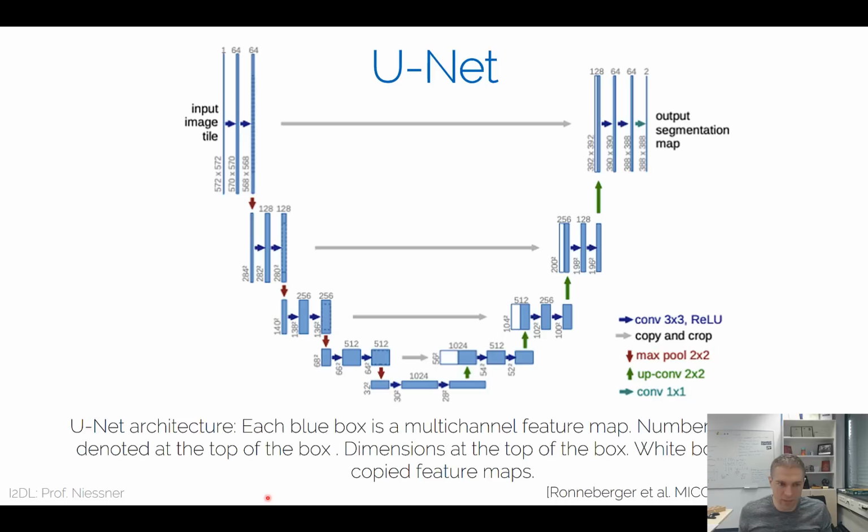The dimensions are on top of the box, and the white boxes are copied feature maps from the input. So this part here is just copied to here, and then this is concatenated, and then you run a convolution here, right? So you have the skip connections that help you have access to the downsampled versions as well as the original resolution, right? So the argument is you have the best of both worlds. You have access to the downsampled features as well as the features that you have processed here.